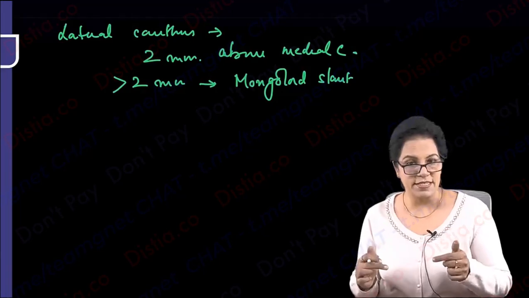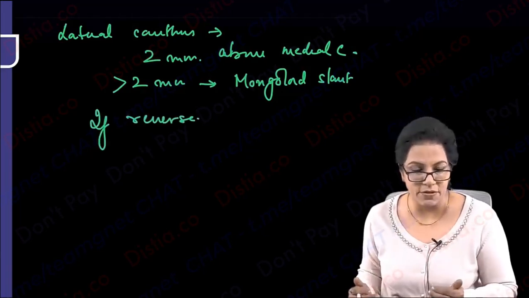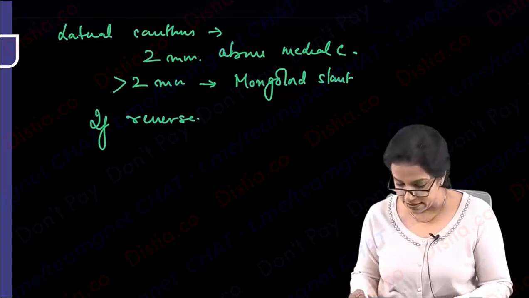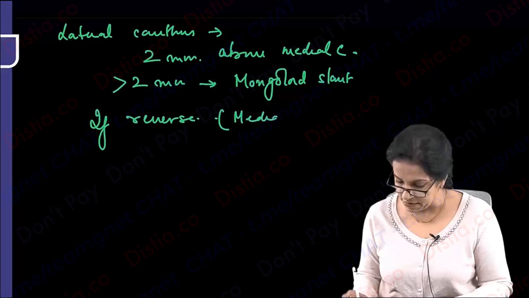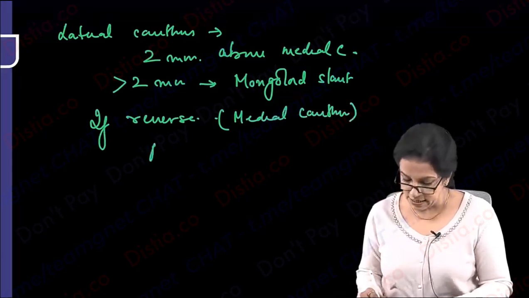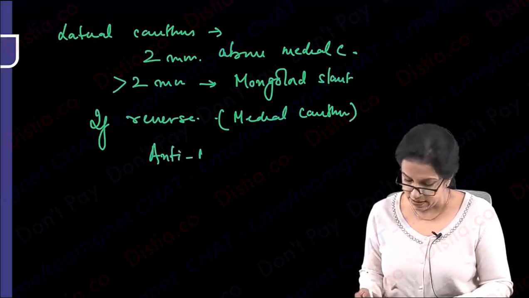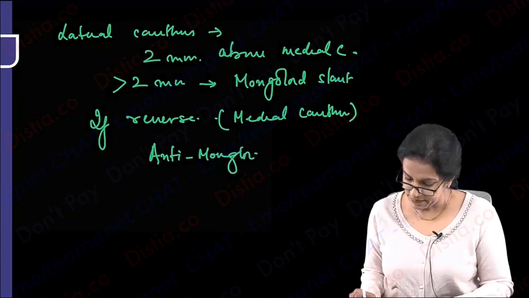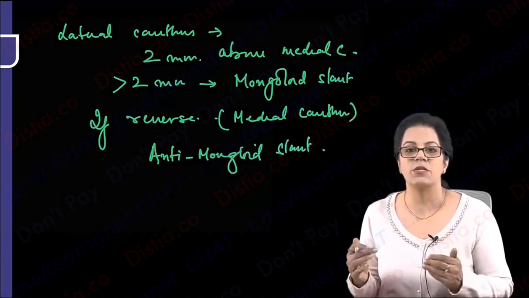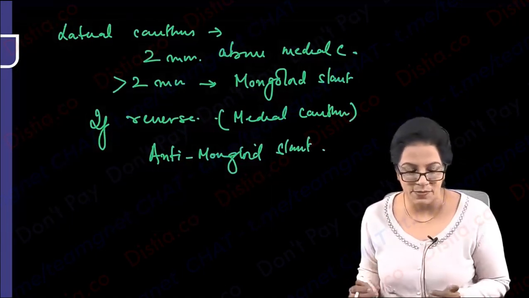And if it is reverse, say medial is above the lateral, reverse means the medial canthus is above, now what do you call it? Anti-mongoloid slant. So, a little bit of idea of this you should have. What is the normal position of your two canthi?